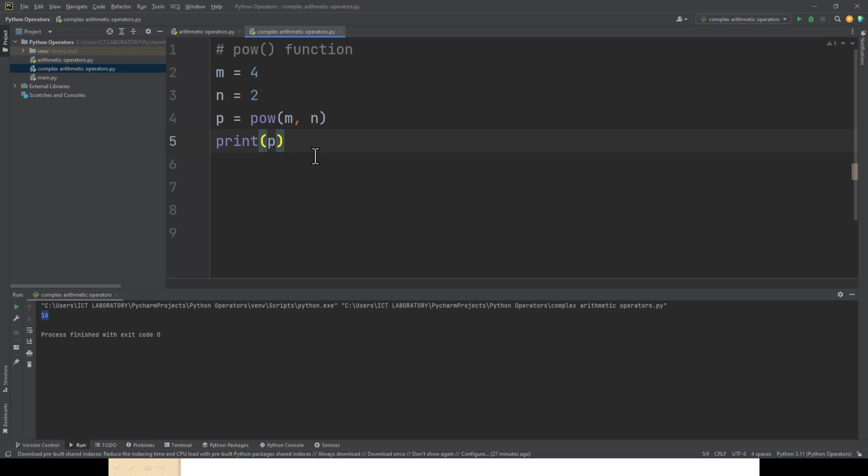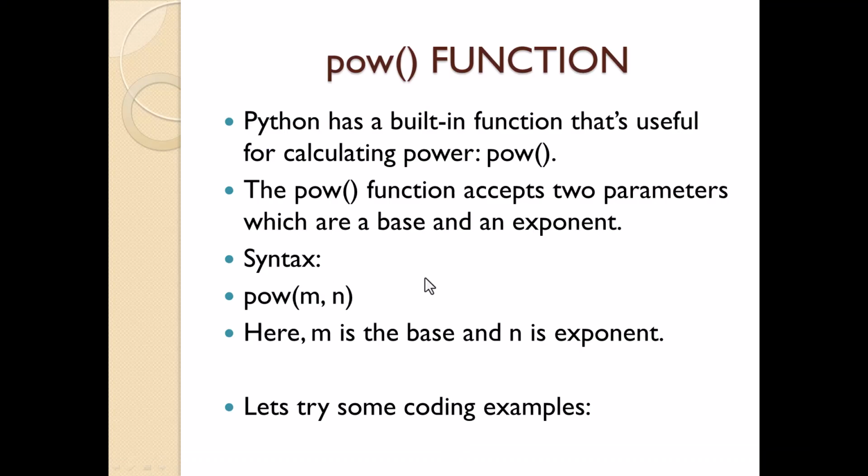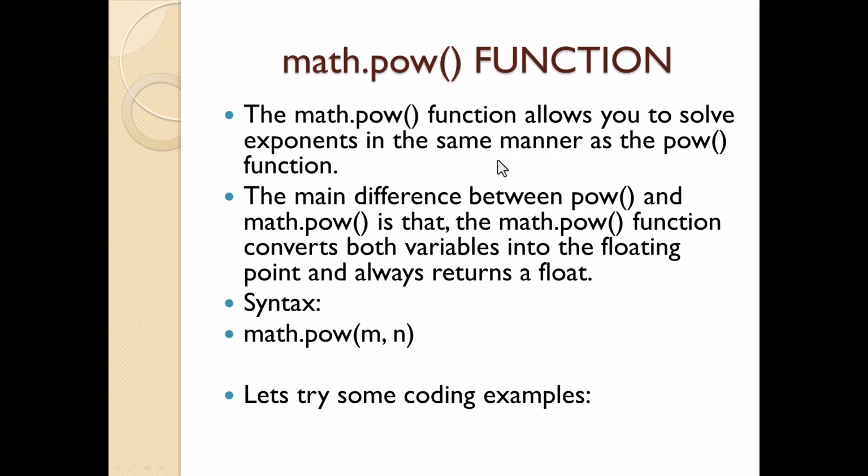So let's quickly move on to another one, which is the math.pow. They are similar. However, the math.pow gives you your answer in a decimal format, a float format. So it's just the same thing. The math.pow function allows you to solve exponents in the same manner as the pow function. The main difference between them is that the math.pow function converts both variables into floating point and always returns a float. So it returns your result in the form of a float.